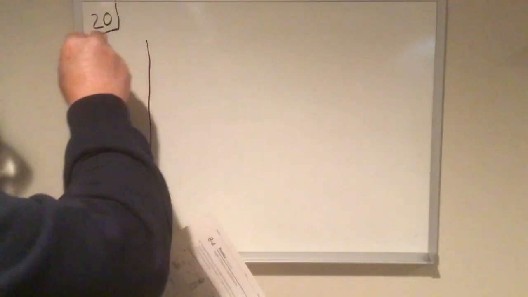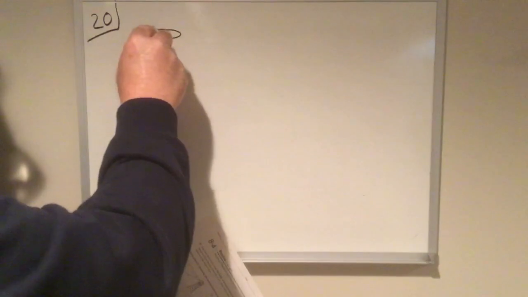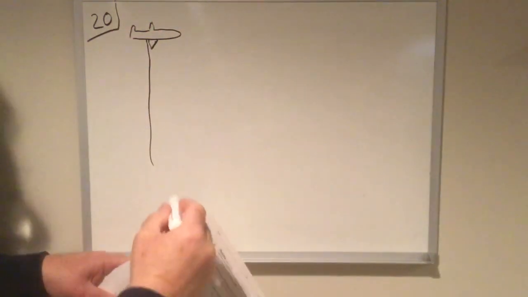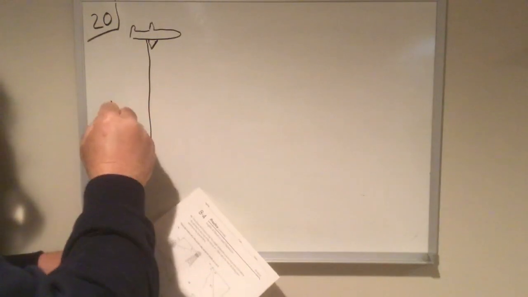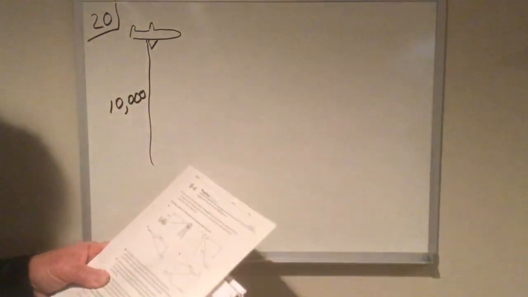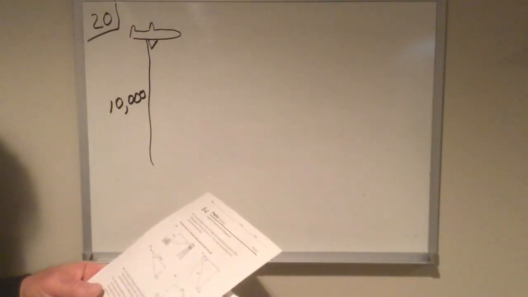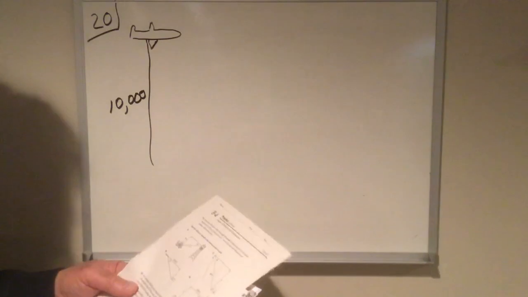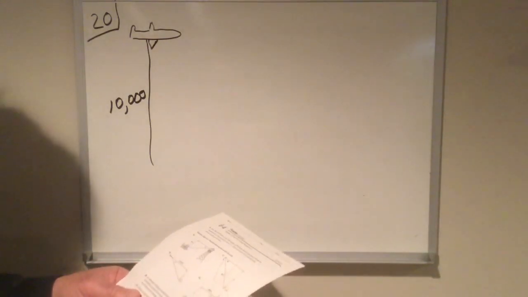Number 20 says an airplane is flying at an altitude of 10,000 feet. So far, so good. There's our airplane. The airport at which it's scheduled to land is 50 miles away.